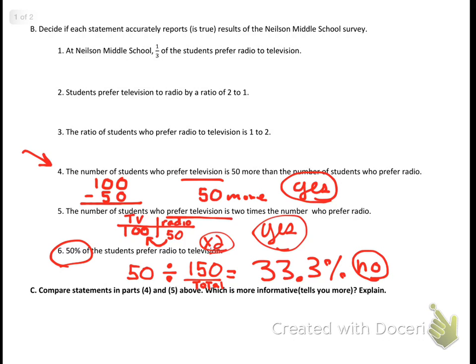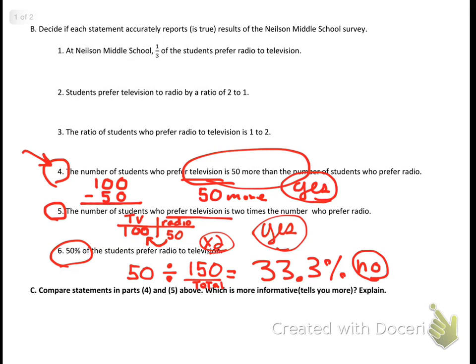Now, take a look at the statements in 4 and 5. Okay? 4 talks about the number of students who prefer television. 50 more kids like television than like radio. Number 5 tells us that twice as many kids like TV than like radio. Which of these tells us more information? Which one is more accurate? Well, if all I tell you is that 50 more kids like television, does that tell me anything about the whole? Does that compare anything?